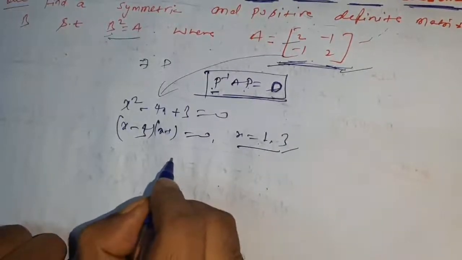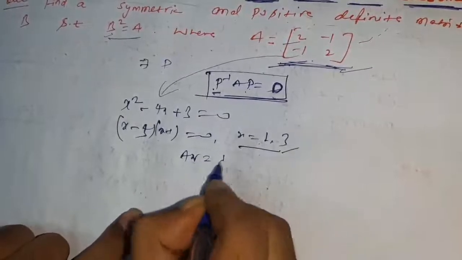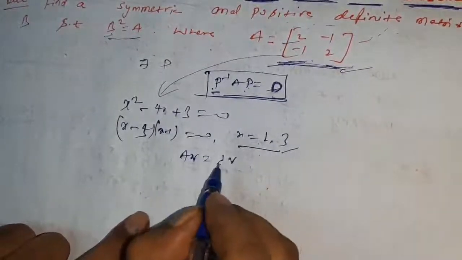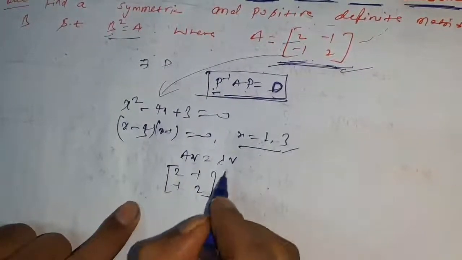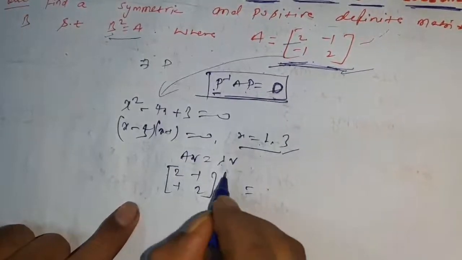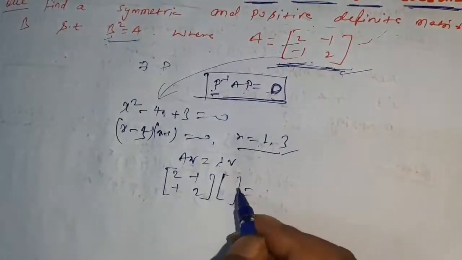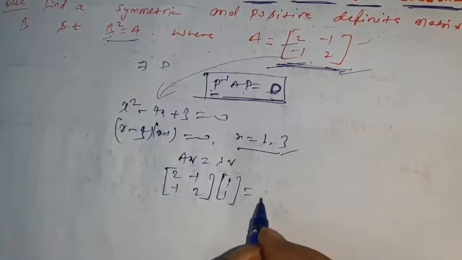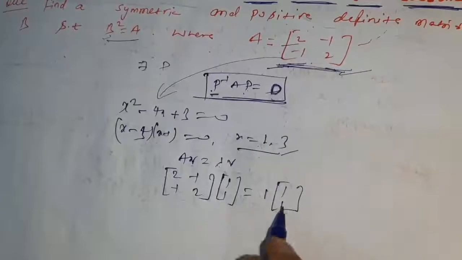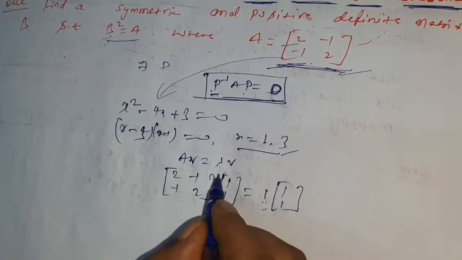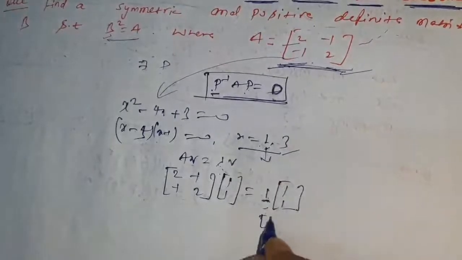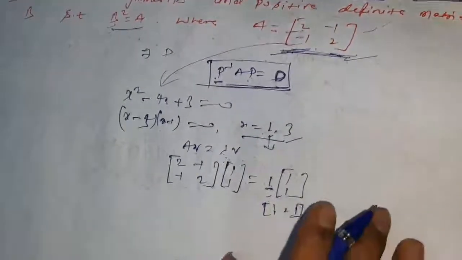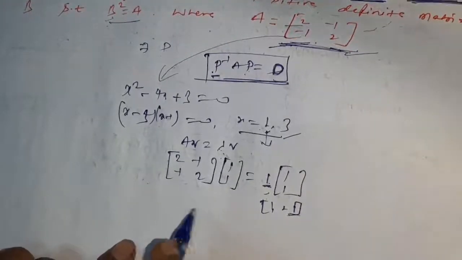So you know AV is equal to lambda V, where lambda will be the eigenvalue. So here A is 2 minus 1, minus 1 2, and by direct trial method you can find 1 1. If you put it, you get 1 1. Okay, so from this you can say one eigenvector corresponding to eigenvalue 1 will be 1 1, and another eigenvector will be what?